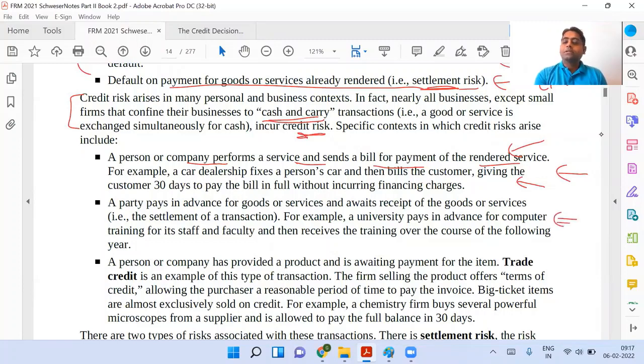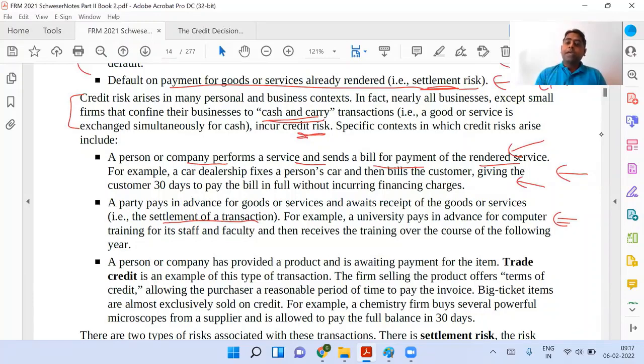The second bullet point is similar to the settlement of the transaction part. The party pays in advance. In a lot of cases companies pay rent in advance, you book a certain service in advance, you pay for the raw material in advance.